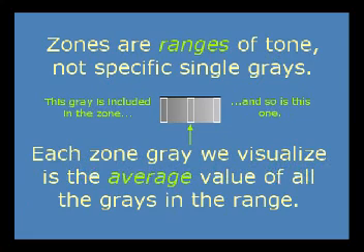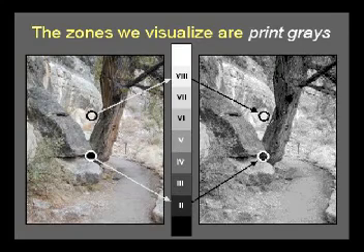Zones are ranges of tone, not specific single grays. Each zone gray we visualize is the average value of all the grays included within that zone range. The tones we've learned to associate with the various zones are really print grays, and that's a little confusing because every full-scale print, that is, every print that contains black and white accents, must by definition represent the full 7-zone range. But some printing papers can't reproduce 7 stops of reflection density.